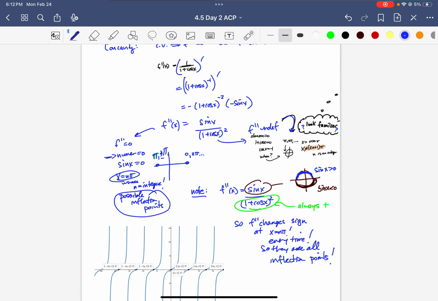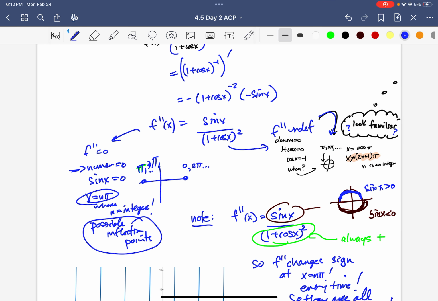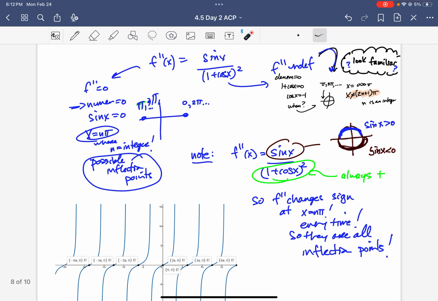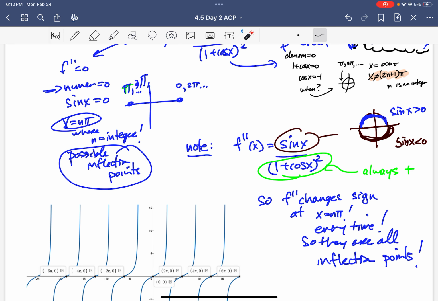But then when we look over here, where's the second derivative undefined? Well, does that look familiar? That's that thing that we've been doing over and over again. It's just the vertical asymptotes of the original function. But note that this second derivative, sine is positive up here, and it's negative down here, and the bottom is always positive.